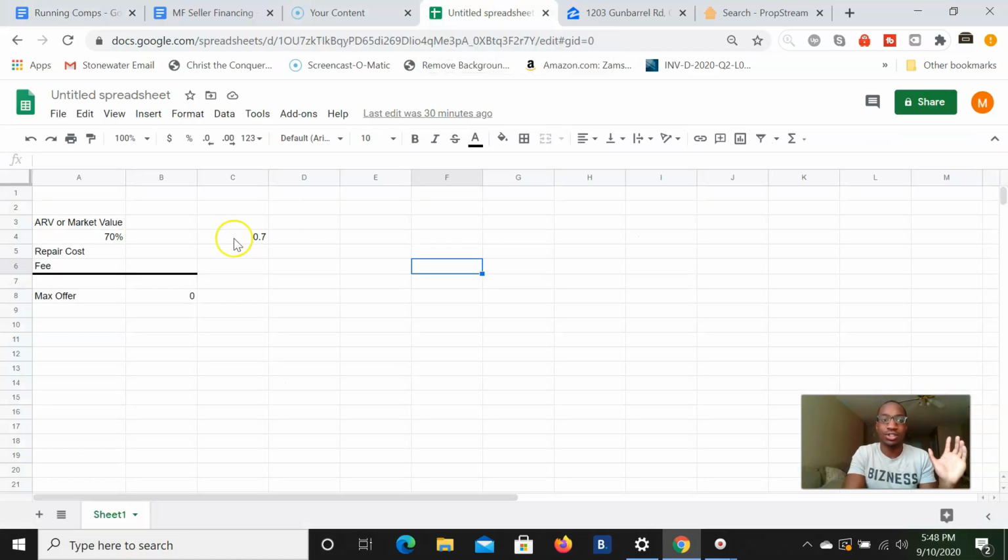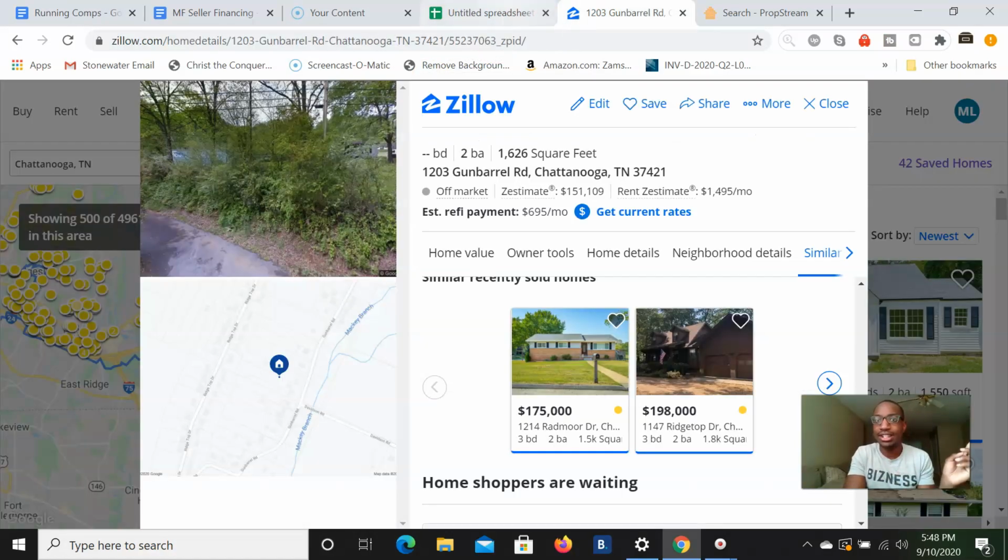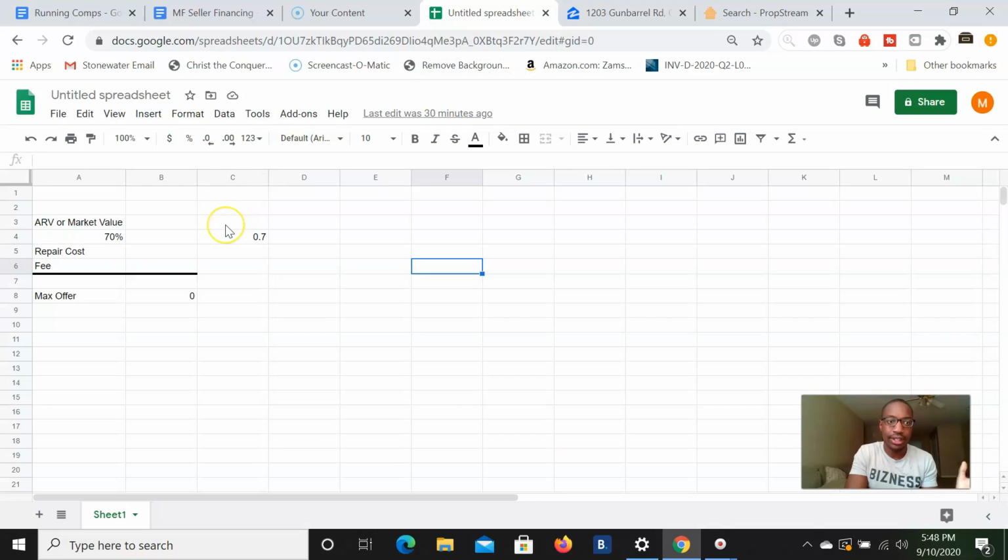So let me just quickly show you. For example, let's just take this property. Let's say the market value is 150. So for market value, we're just going to put 150 and then we're going to multiply it by 70%, right? Let me just delete this, and now I'm right here. 70%, which is multiplying it by 0.7.